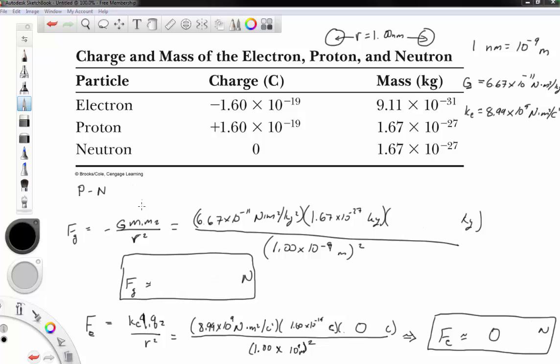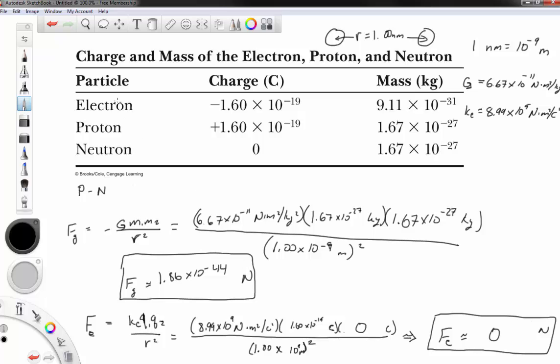So last but not least, what about the proton-neutron? So for gravity force, we need the mass of the neutron, we need the mass of the proton. So that's this number, and therefore the force between the two, again, about 1.86 times 10 to the minus 44 newtons. And for the electric force, again, the neutron has a charge of 0, so you get a force of 0. So as long as we're dealing with a neutron and something else, the gravitational force is greater, but it's a pretty small force.